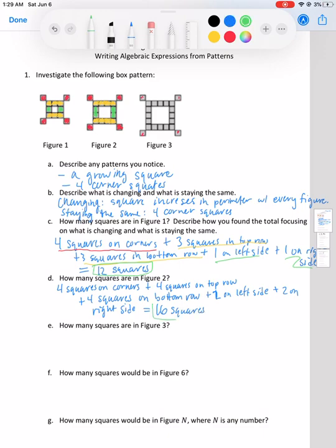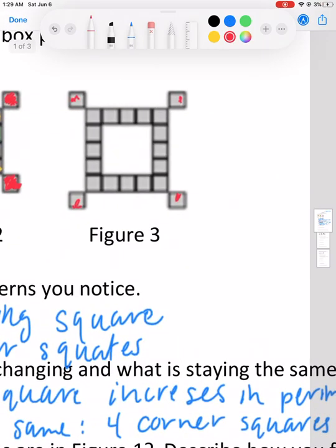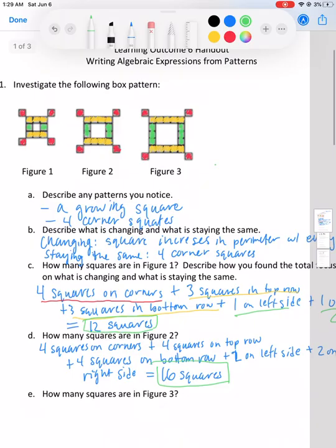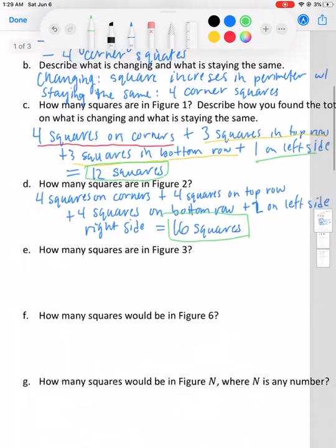All right, figure 3. So we're doing this to establish a pattern. So in figure 3, let's count the squares. So there's 4 again on the corners, so those ones will stay the same. The top row and bottom row are yellow, and they have more squares in them. The left and right ones have 3. Okay, so we're going to go ahead and count those in that same way as figure 3.